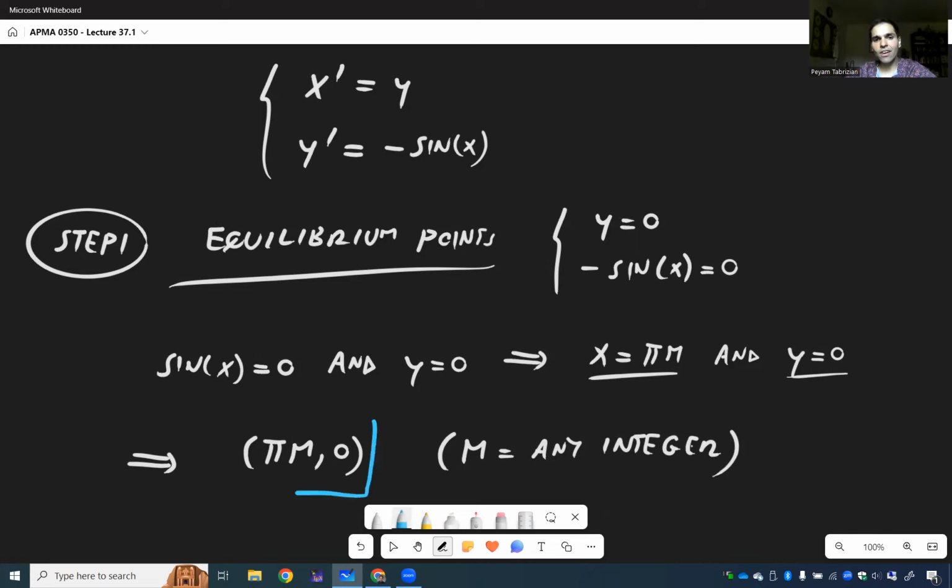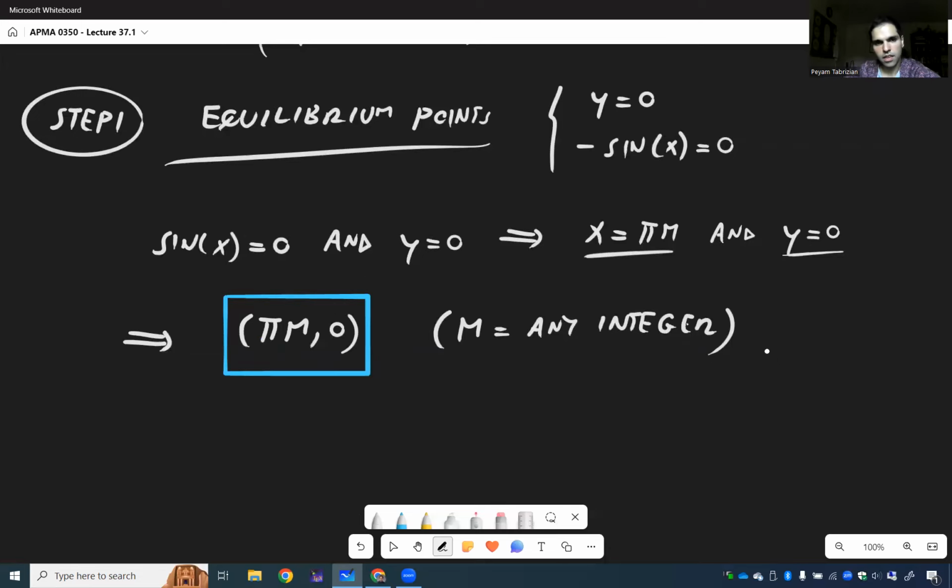So in other words, the equilibrium points are simply (mπ, 0), where m is any integer. All right, and now let's do the classification. Step 2: classification.